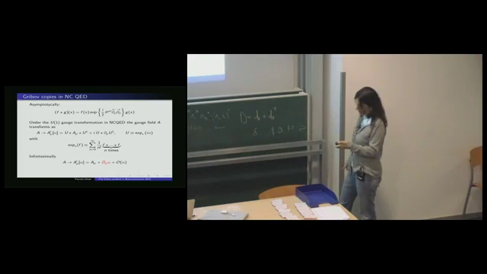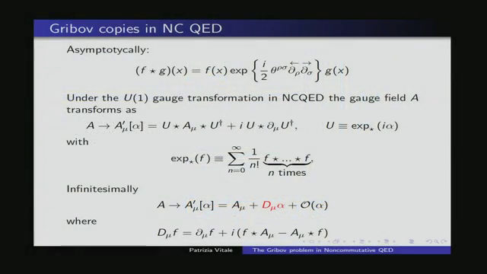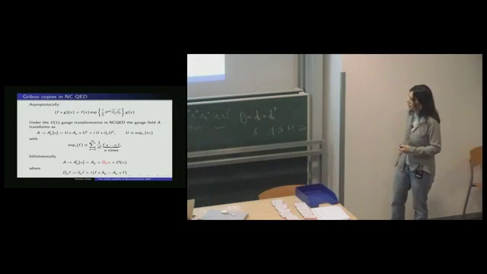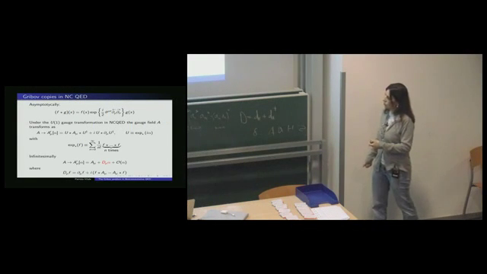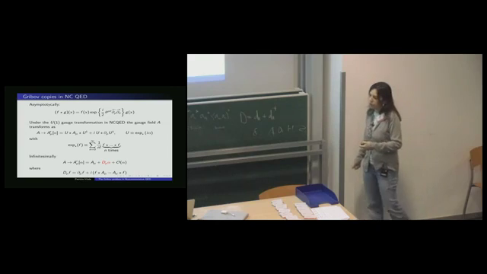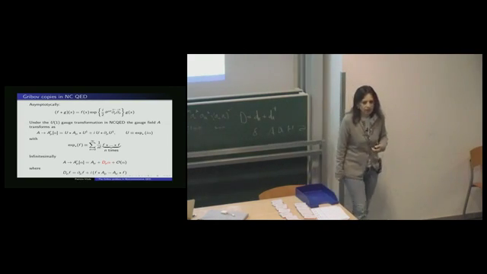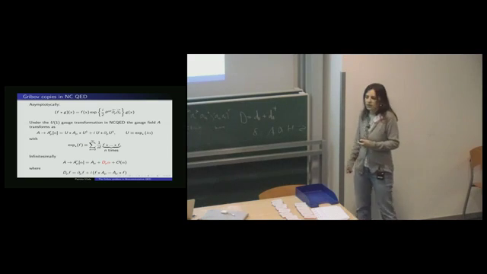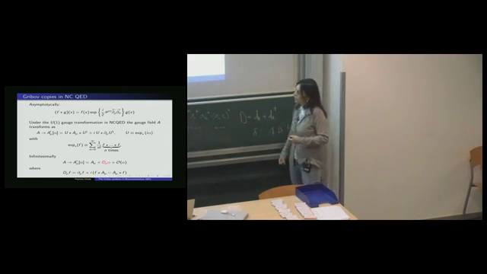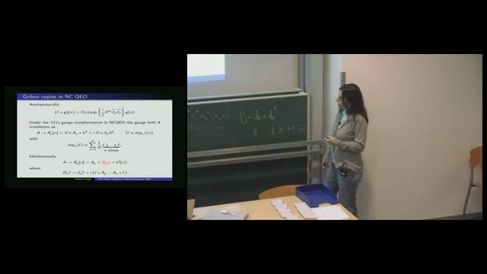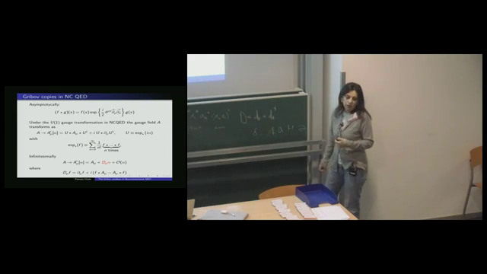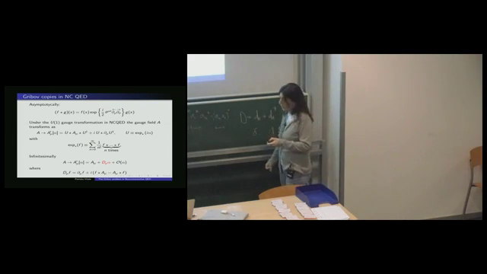What is this d mu alpha? It is this object defined here. So with respect to the commutative U1 case, I have gained this contribution here, which is responsible for the appearance of a non-trivial equation for copies in non-commutative U1, because now formally this is similar to the gauge transformation for non-abelian commutative theories.